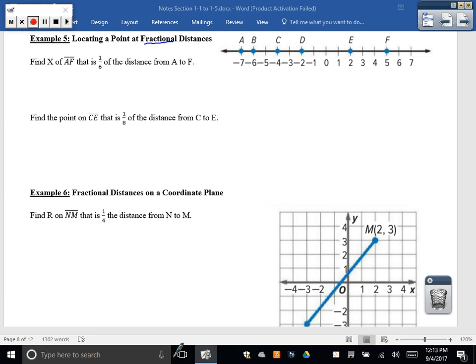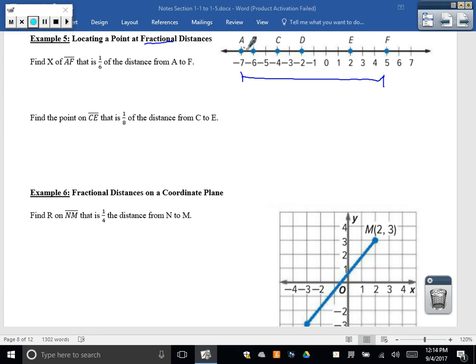Let's talk about it. Find x of AF that is 1/6 the distance of AF, okay? So what we're looking at here is this. From here to here, we're going to go 1/6 the way away from -7. I'm going to figure out where that point lies and then know where that point x is going to lie. So what I'm going to do first is figure out the distance from A to F. Now, if you remember from the other day, you can count this distance.